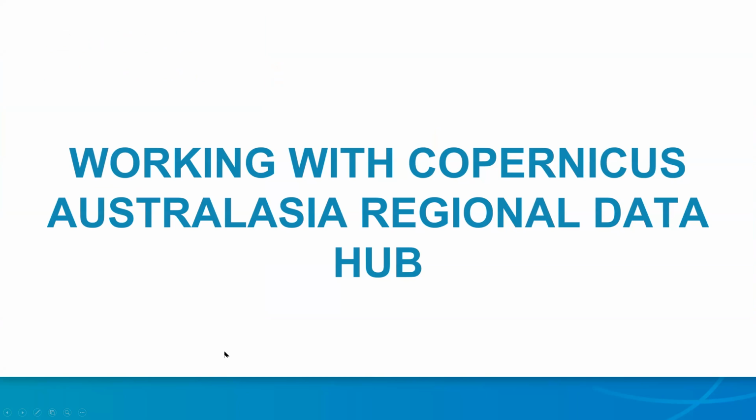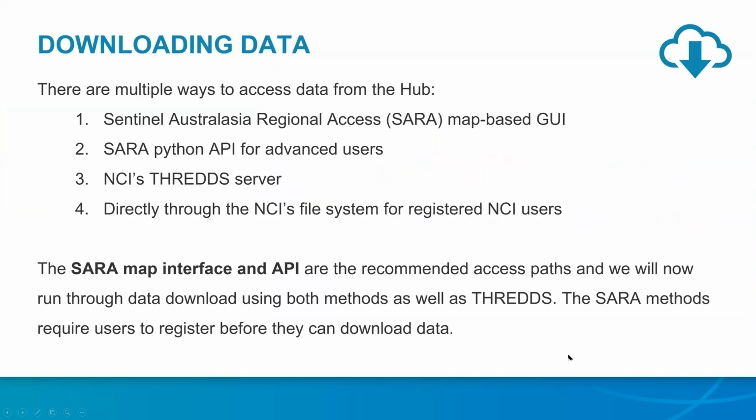Okay, so now we're going to move on to working with the Copernicus Australasia Regional Data Hub and how to actually access the data via the different options that are available to users. So there are multiple ways to access data from the hub. There is the Sentinel Australasia Regional Access map-based GUI known as SARA. There's the SARA Python API, which is for more advanced users. There's the NCI's THREDDS server, and also directly through the NCI's file system for registered users of the NCI.